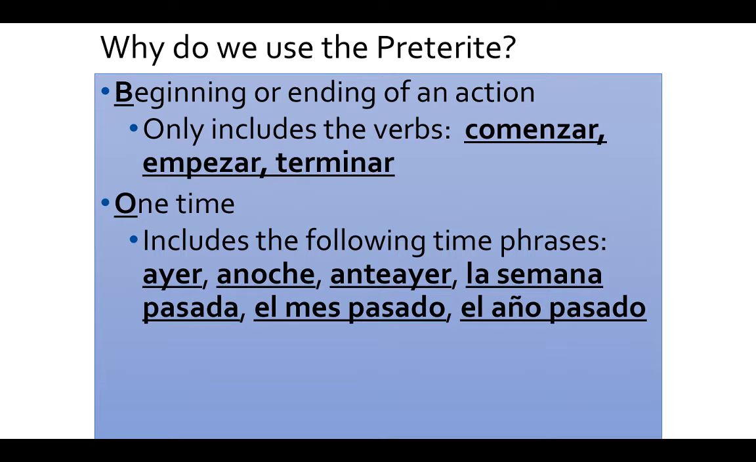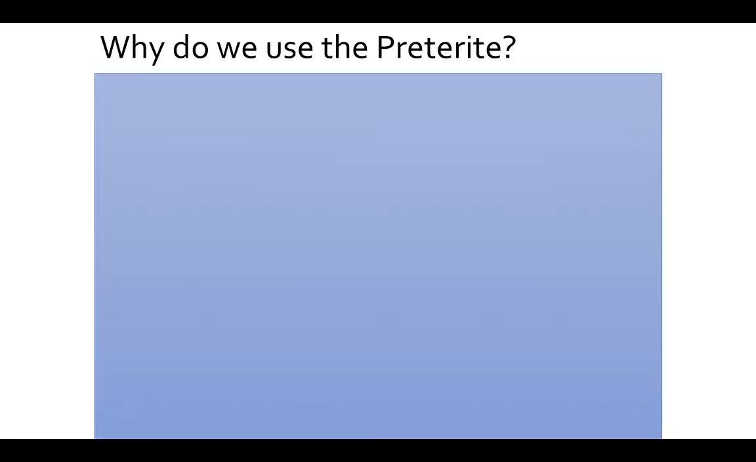The O of BOIST stands for one-time actions. And this is where you see a lot of those preterite trigger words that we discussed in a previous video. Ayer, yesterday, that implies a specific time, which makes us use the preterite. Anoche, last night, again, a specific time. Anteayer, the day before yesterday. La semana pasada, last week. El mes pasado, last month. El año pasado, last year. All of those are very, very specific time periods. So you're going to use the preterite. So BOIST: beginning or ending of actions, one-time events.